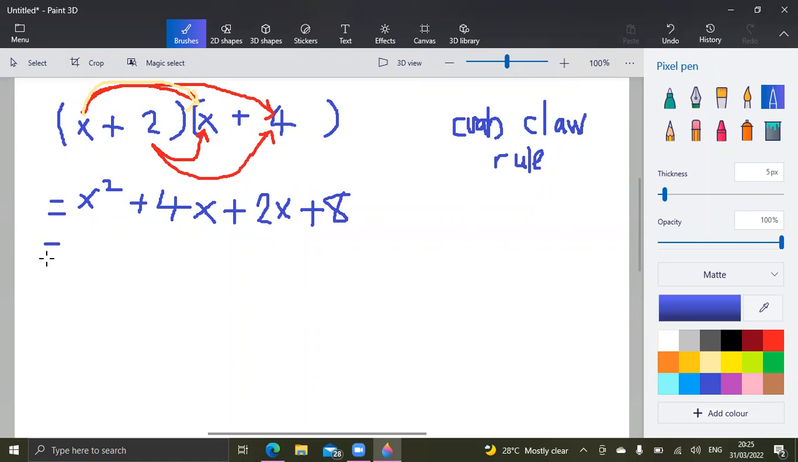Okay. Then what happened? We try to simplify this. We have 4x and 2x. So what happened? We can actually add those two together. What about x squared? X squared will be x squared only. Plus 4x plus 2x becoming plus 6x. It's just 4x plus 2x, yeah? So 6x. And then plus 8. So that is actually your answer. You see how easy this is?